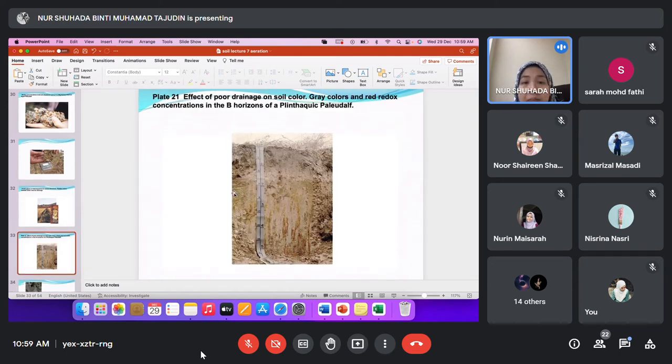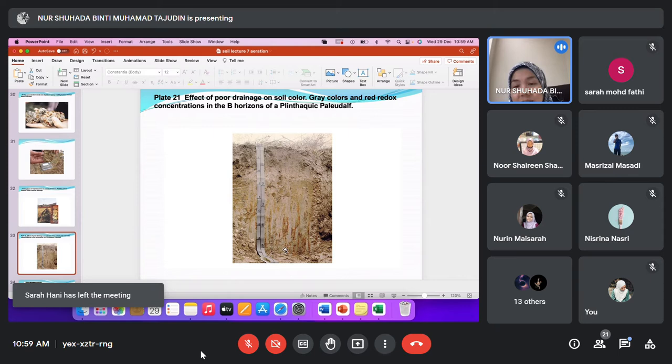Okay, so this is the effect of poor drainage on soil color. The gray colors and the red redox concentrations in the B horizons of a type of soil. Okay, so you can see here there is a slightly orange color. That area must have oxygen, so it can oxidize into an orange color. But the areas without it might be because of the texture, how the air can enter from the top to the lower parts. Okay, that is because of the texture.